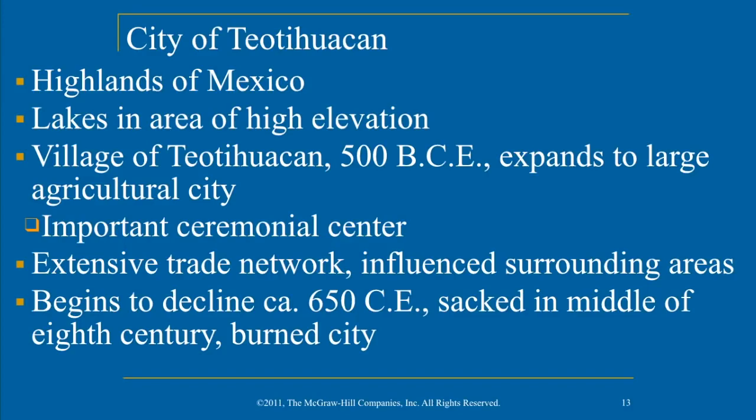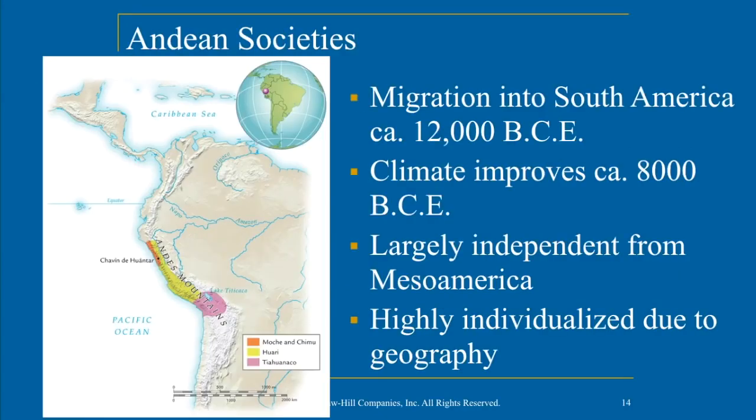And it begins to decline around 650 CE, and it's sacked in the middle of the 8th century and burned. We're not 100% sure again why this is, and we have no real understanding of what they really believed in or what they valued. But we know that there were certain aspects about their society that we can gather from the archaeological evidence. Next, we're going to move even farther into South America, known as the Andean Societies.